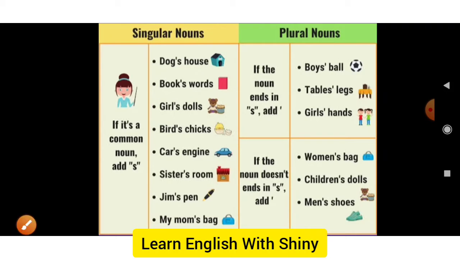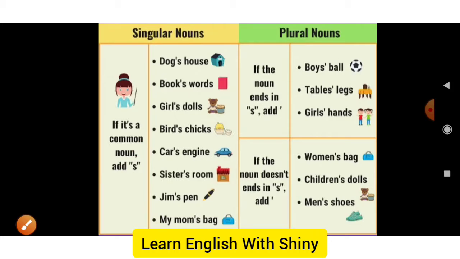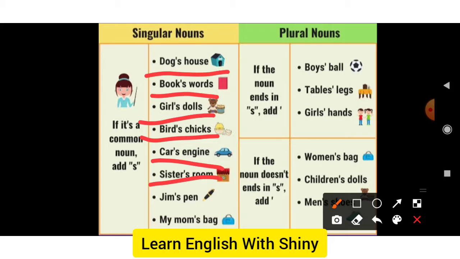Now see here, in the case of singular, when the noun is singular, we will use apostrophe s. For example, dog's house, book's words, girl's doll, bird's chicks, car's engine, sister's room, Jim's pen, my mom's bag.